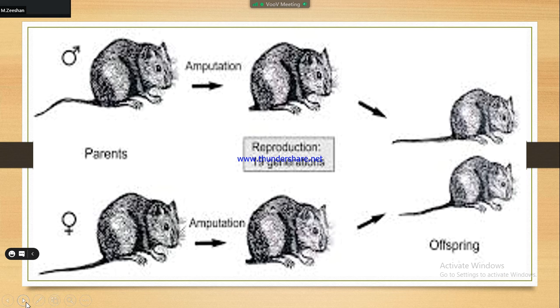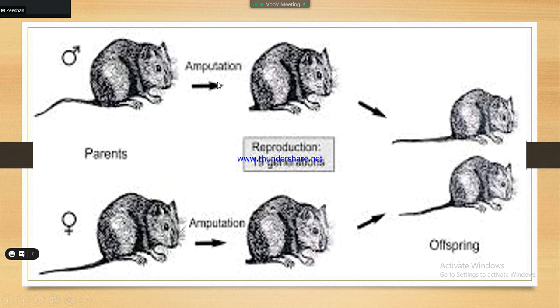He performed an experiment on the mice. He takes two mice and cuts the tail of the mice. This is the female and this is the male. This is the sign of female and this is the sign of male. And that's very important regarding the numerical problems.